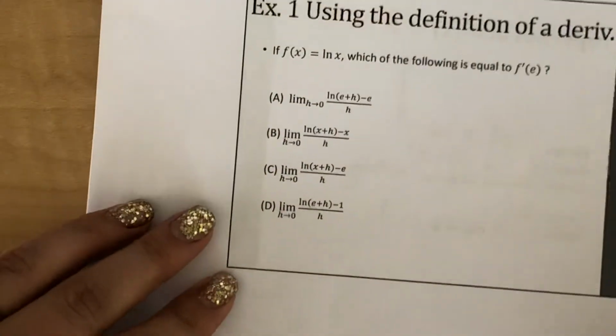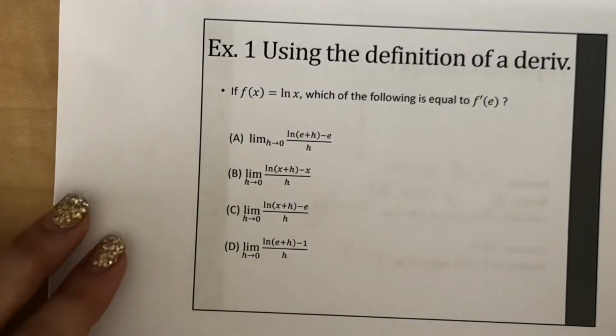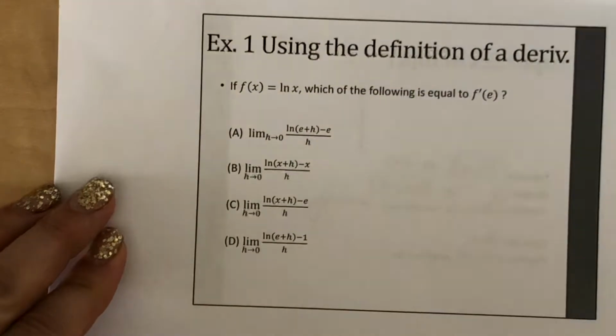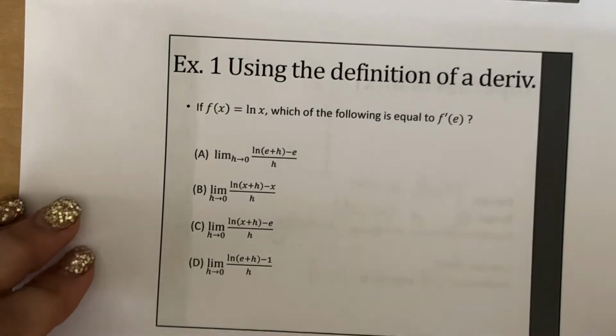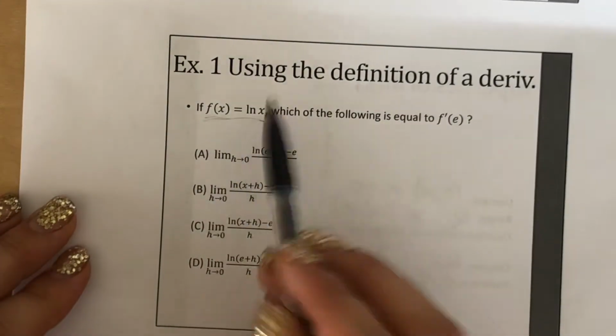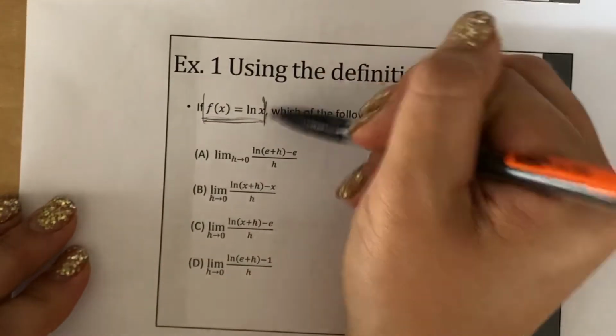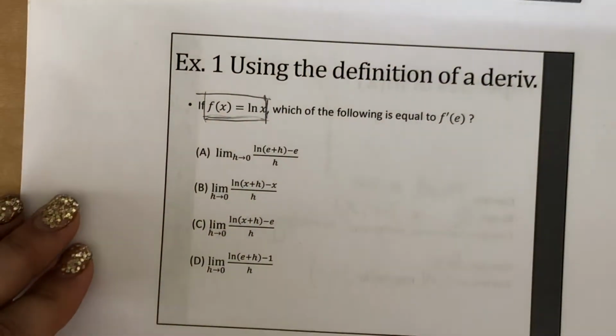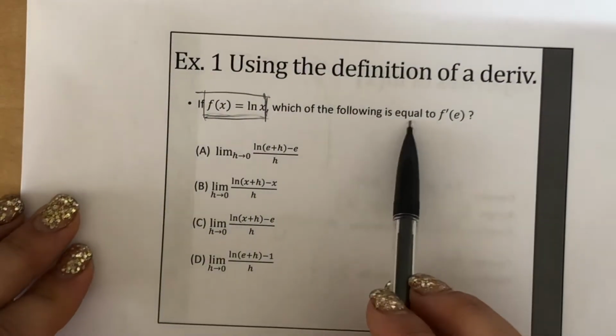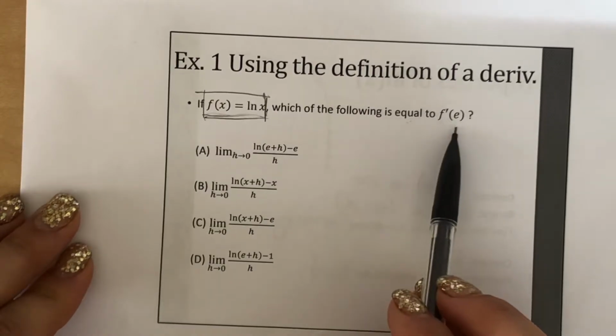Okay, example 1. This one doesn't use any of the rules, FYI. We'll apply the rules in a second, but I just want to get us started with an AP question. So you're given f of x is ln of x, okay? Which of the following is equal to f prime of e?